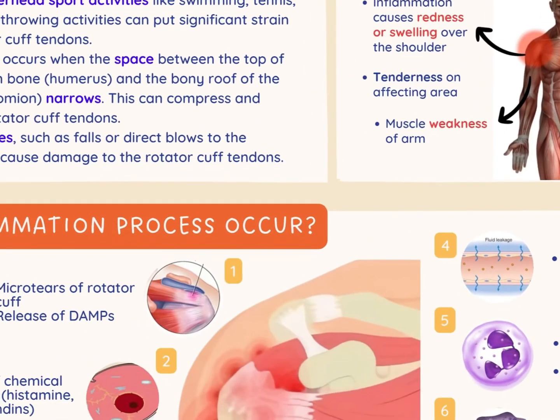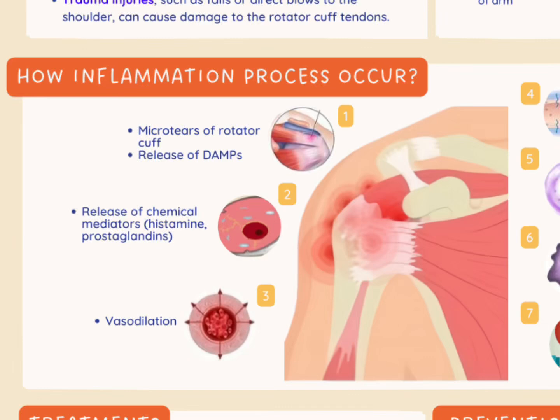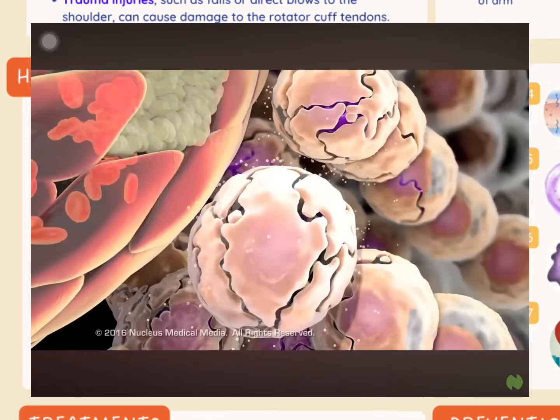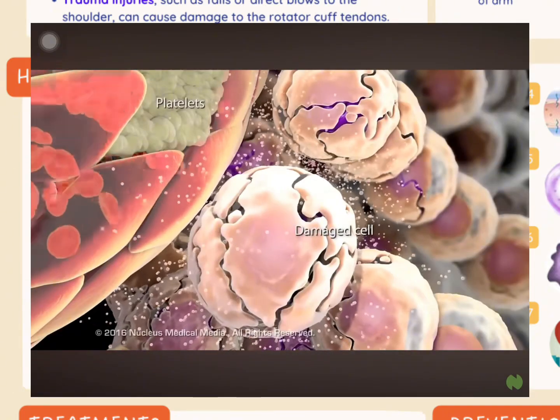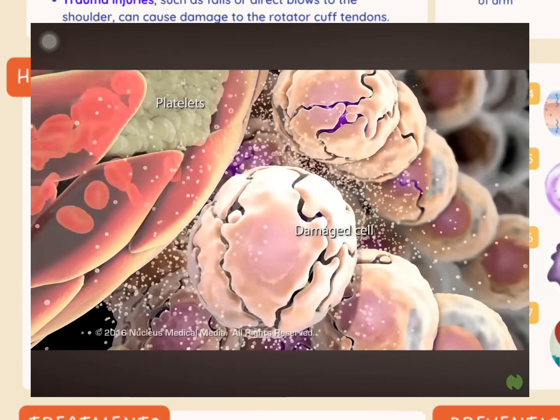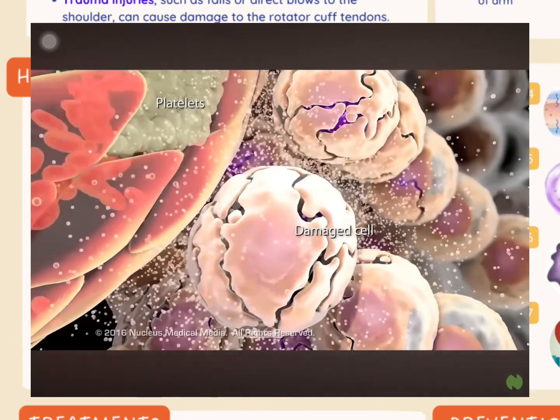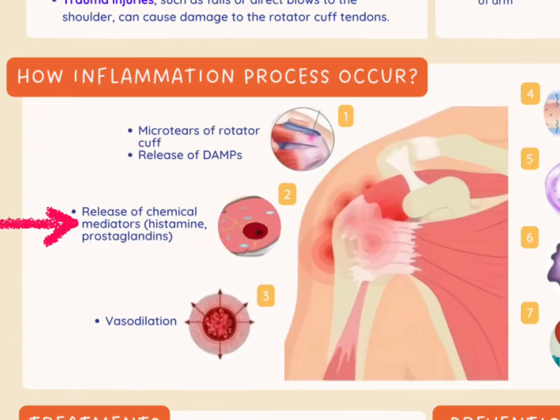significantly affecting the shoulder mobility and strength. Next, we are going to talk about the inflammation process of rotator cuff tendinitis. When there are micro tears of the rotator cuff, these injuries release damage-associated molecular patterns, which are known as DAMPs. DAMPs are molecules released from damaged or dying cells that trigger the innate immune system. DAMPs trigger cells in the area to release chemical mediators such as histamine and prostaglandins. These chemicals kickstart the inflammation process, causing noticeable signs like redness, swelling, and warmth.